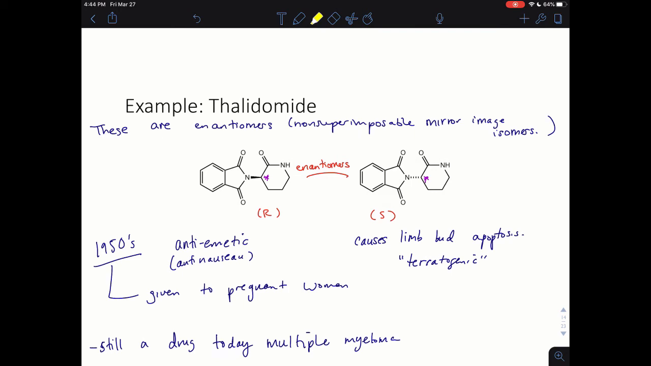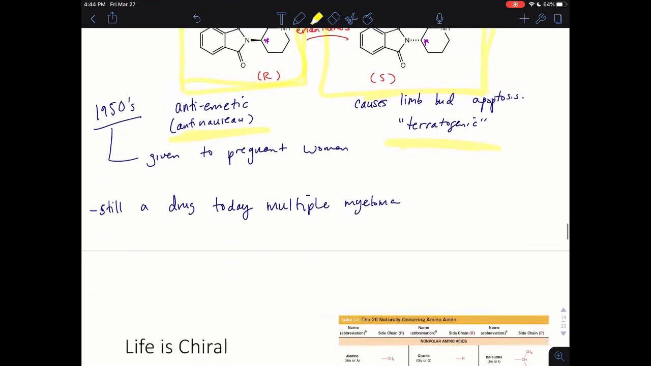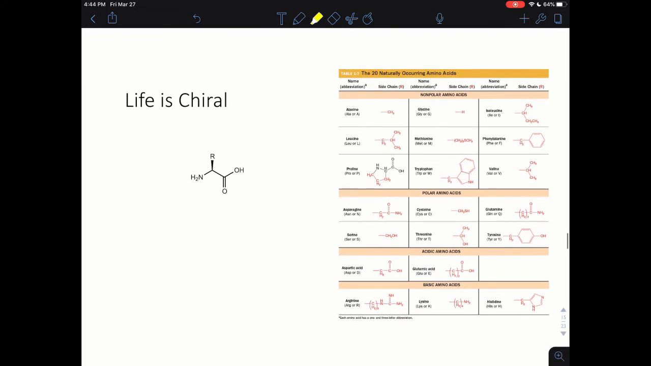But let's kind of stay to the point here. The point is, this drug was given to people as both hands, the left hand and the right hand. And you can see it had very different biological activity. So why is that? Well, you all know why. Because life is chiral, right?